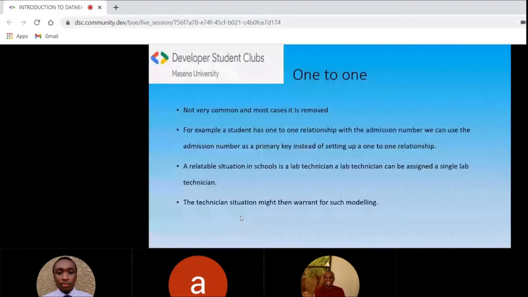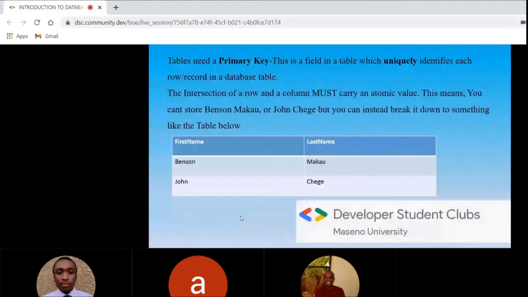I said that we'll come and explain what I meant by atomicity in the beginning. So this is an example given from here. We are saying tables need a primary key. This is a field which uniquely identifies each row in a database. I hope that's clear. So the intersection of a row and a column must carry an atomic value. This means you cannot store, for example, Benson Macau or John Shege in one field, but you can instead break it into something like the table below: first name and last name. So this was an attempt to explain what we mean by atomicity. This is what we meant by being atomic.